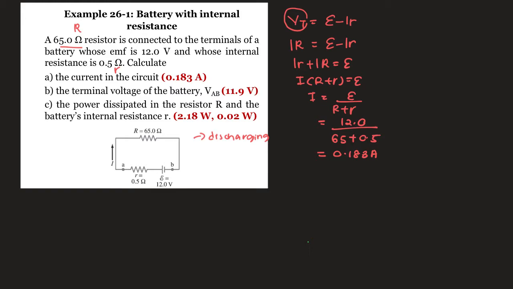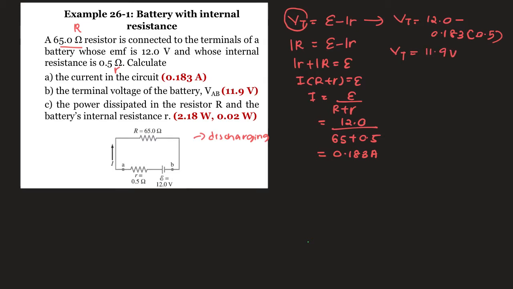Next question asks you about the terminal voltage of the battery. So you can use this equation to find the terminal voltage, which is VT equals 12.0 minus the internal voltage, which is the voltage drop at the internal resistance, so 0.183 times the internal resistance of 0.5. So you are going to get your terminal voltage, or we can say the actual voltage, which is 11.9 volt.